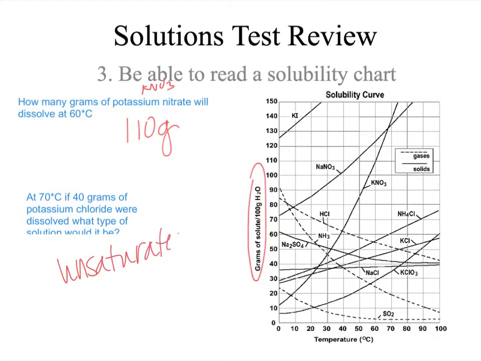And remember, if it is directly on the line, then that is considered to be saturated. So anywhere on these lines at those temperatures is saturated. If it's below the line, it's unsaturated. And if it's ever above the line, then it's supersaturated. An example of that would be, let's go back to that KCl. If I had dissolved that 40 grams at 70 degrees, which is right here, but then I cooled down that potassium chloride to the freezing point, I would be above that KCl line. So now my solution would be supersaturated and it would be very unstable.